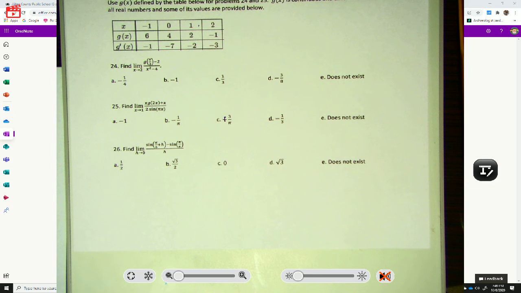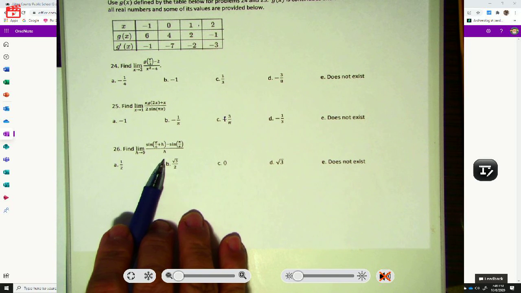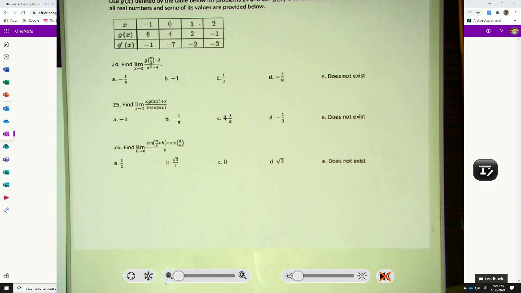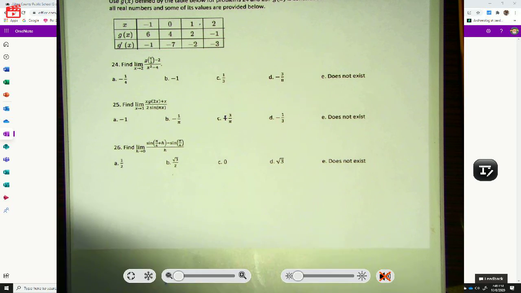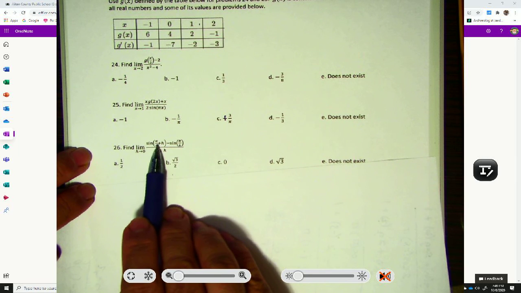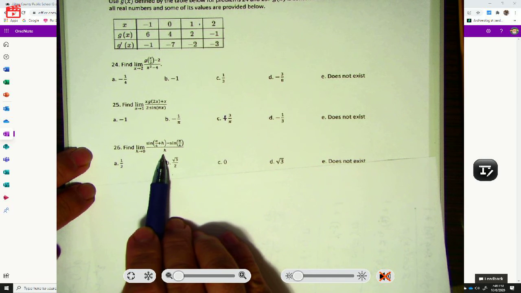Alright, 26, it can be done 2 different ways. You're supposed to recognize that this is the definition of the derivative of sine at pi over 6. So that would be cosine of pi over 6, which is root 3 over 2. If you don't see that, you can also do L'Hopital's rule. If you plug in 0, you get sine of pi over 6 minus sine of pi over 6, which is 0, and 0 in the denominator.